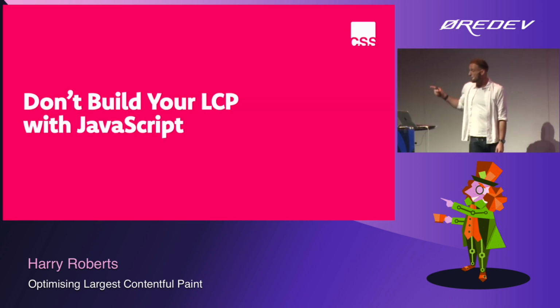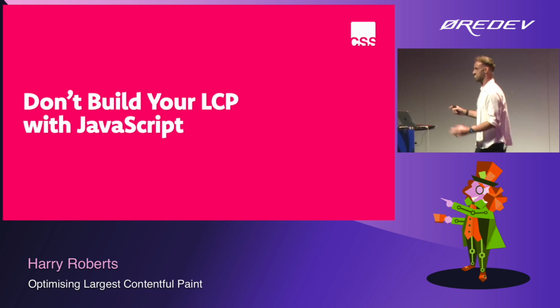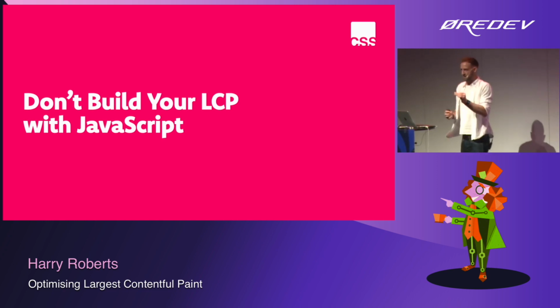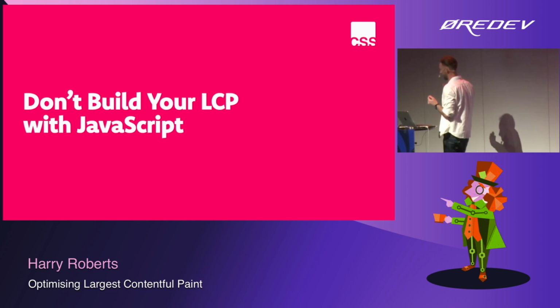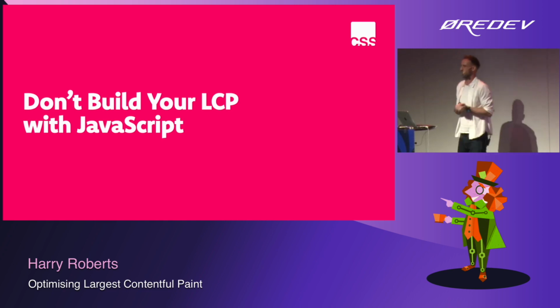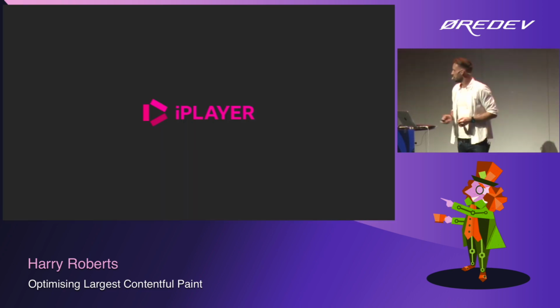The next one, don't build your LCP in JavaScript. This is a very broad church. This covers quite a lot of things. JavaScript is the fastest way to build a slow website, right? That's probably a very controversial thing to say, but JavaScript is a slow path. Avoid JavaScript wherever possible. I was working with iPlayer.